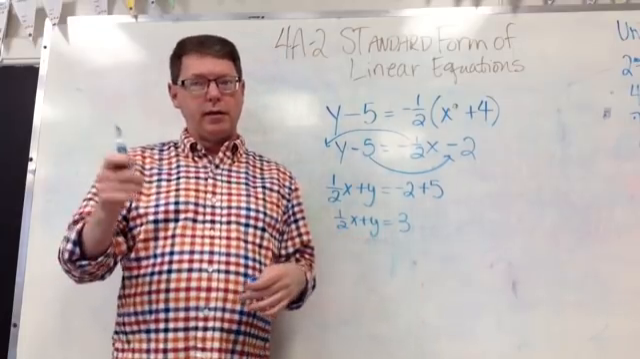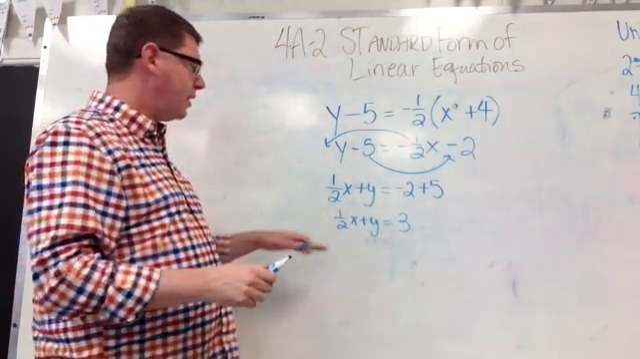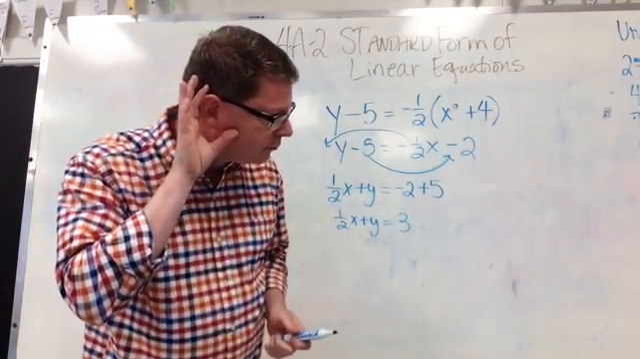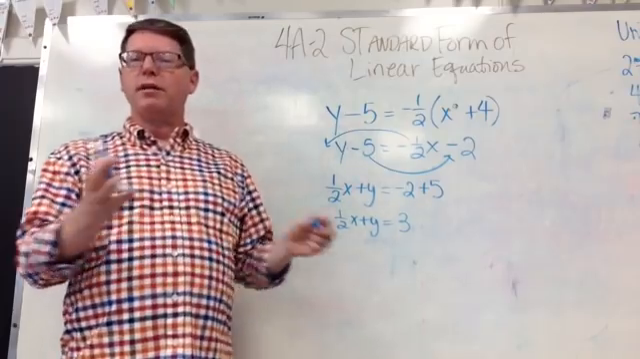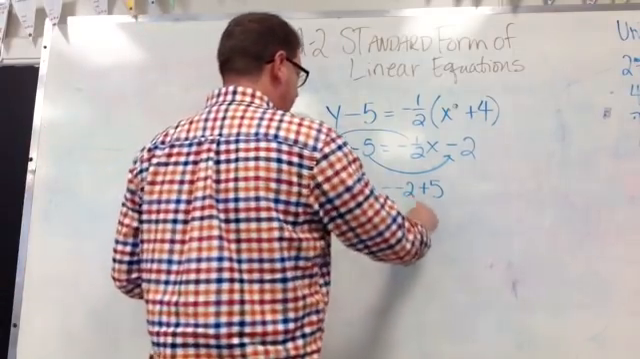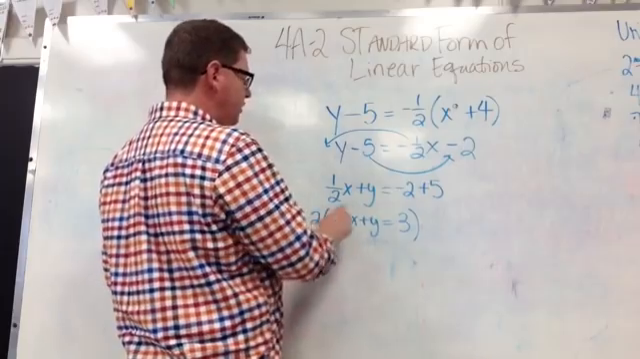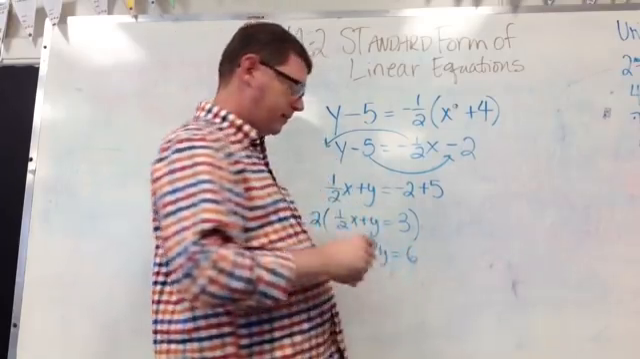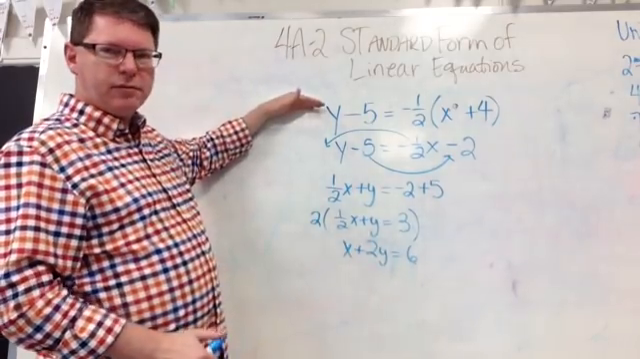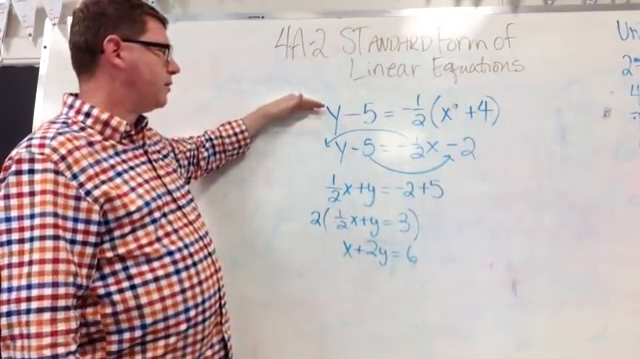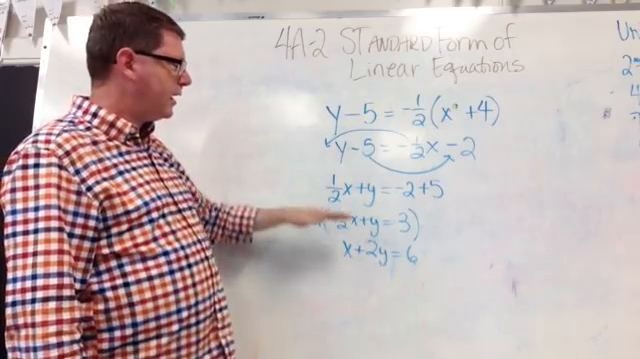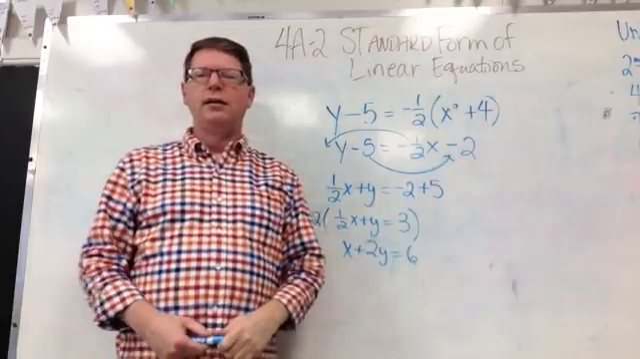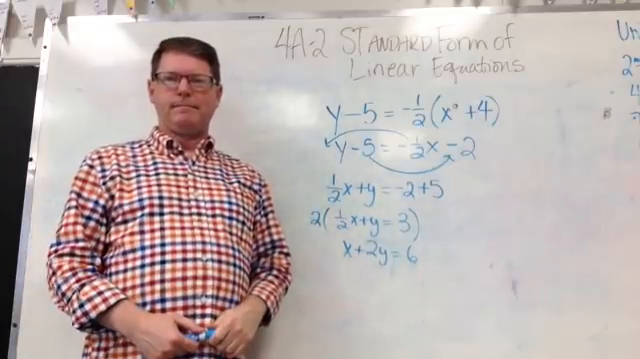Yay, I'm done. No, I'm not. Ha! Gotcha. Now I need to get rid of the fraction. And how do I get rid of the fraction? You're exactly right. I multiply everything by the denominator. So I'm going to multiply everything by 2. 2 times 1/2 is just 1, so it would be x plus 2y equals 6. So if I have my point slope form of y minus 5 equals negative 1/2 times the quantity of x plus 4, and I do everything to get it in standard form, it would be x plus 2y equals 6.